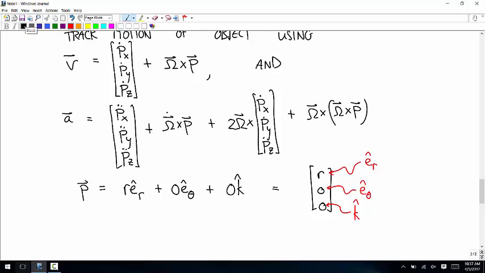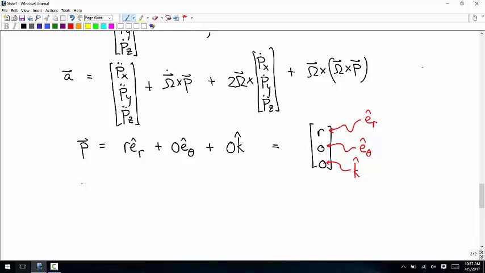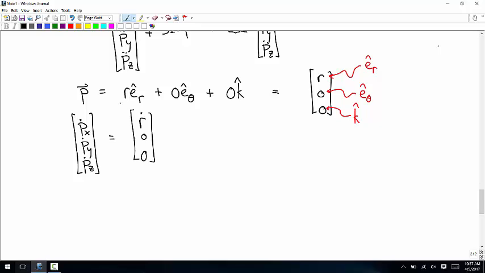Okay, so now let's go through and think about what all these things are. If this is the components of the position vector, what are the components dot? We don't know what R is, but we're just going to take the time derivatives of each of these components. So you just get R dot, 0, 0. The position components double dot are just R double dot, 0, 0.